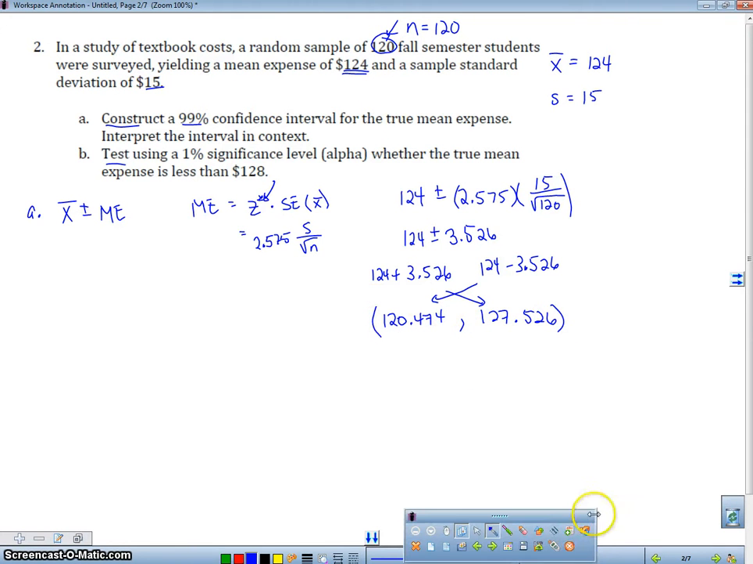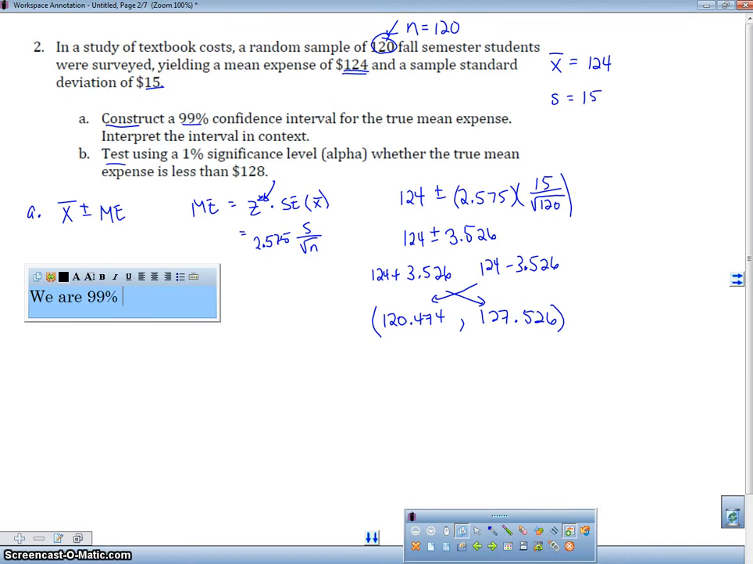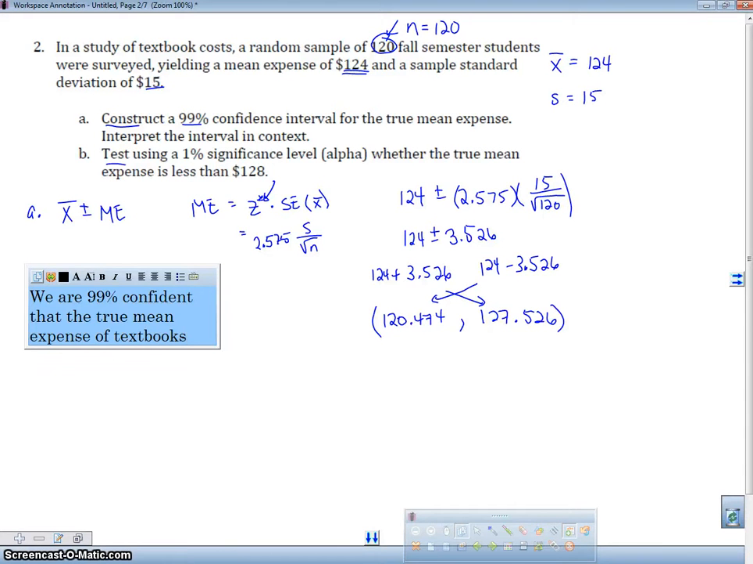So how do we interpret that? Well, we'll go ahead and say that we are 99% confident that the true mean expense of textbooks is between $120.47 and $127.53. All right, so that is our confidence interval in context.